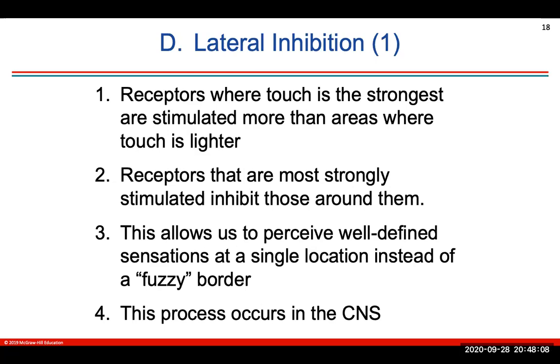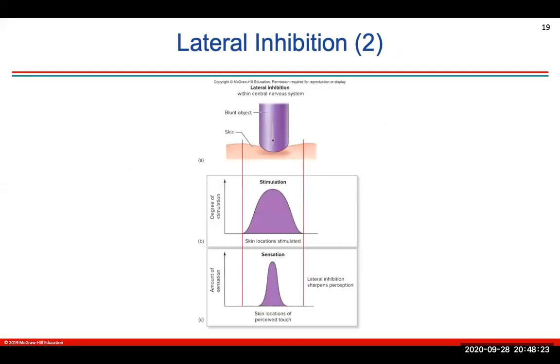Lateral inhibition: these are receptors where touch is the strongest, and they'll be stimulated more than areas where touch is lighter. The receptors that are most strongly stimulated will inhibit those around them, and this allows us to perceive well-defined sensations at a single location instead of what we call a fuzzy border. This process will occur in the central nervous system, and this just shows how a blunt object touches the skin, and the stimulation, this shows the skin locations being stimulated, but the lateral inhibition sharpens perception. So your skin localizations of perceived touch will be greatest in the center of where that blunt object is touching.